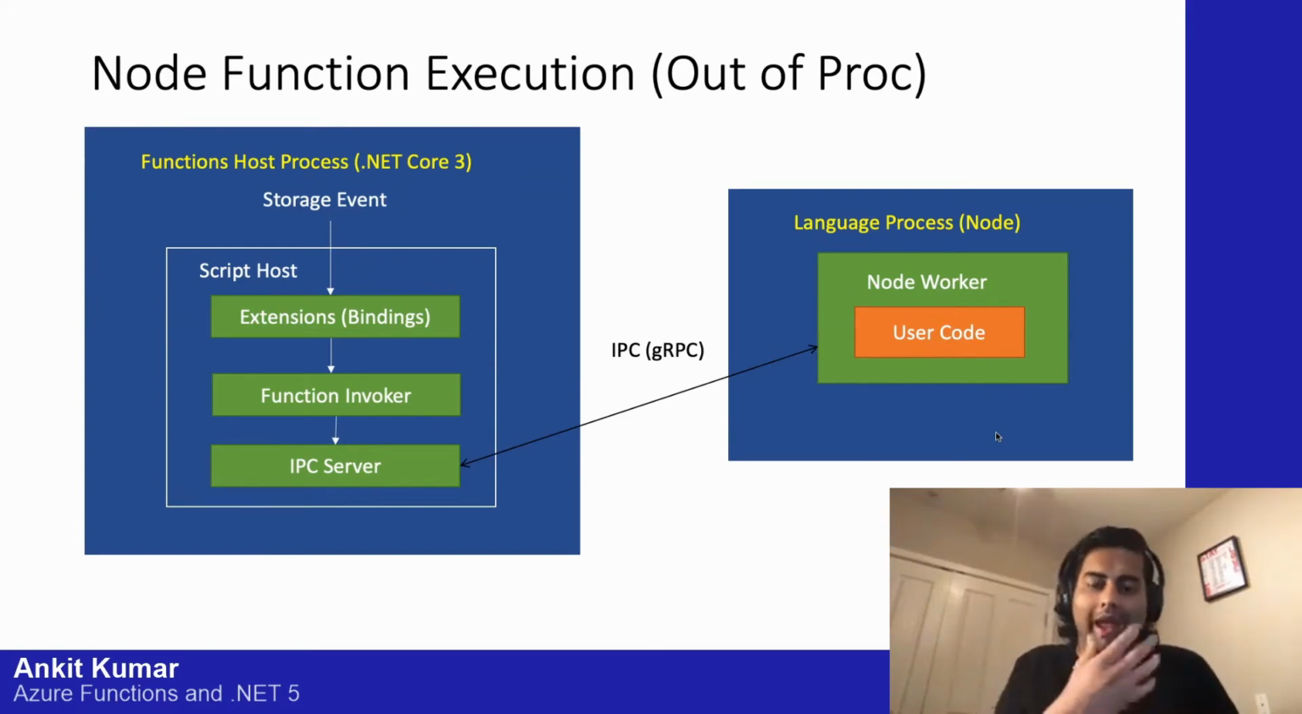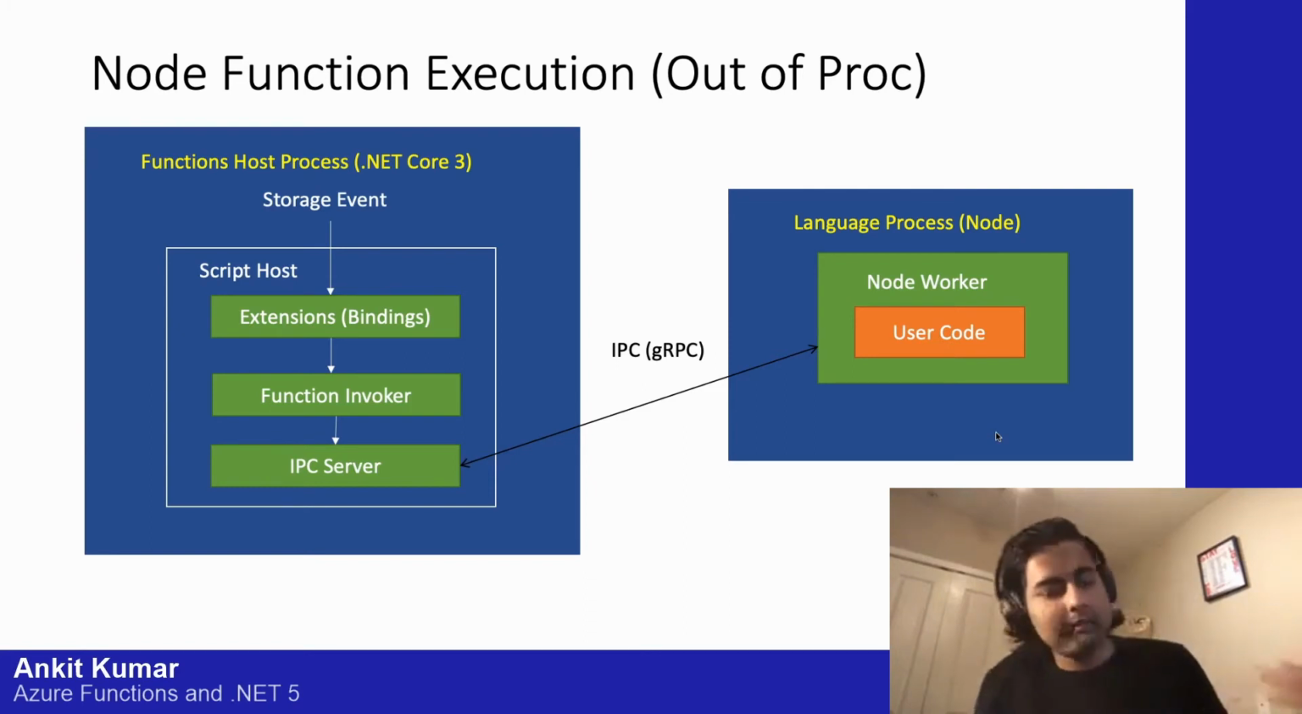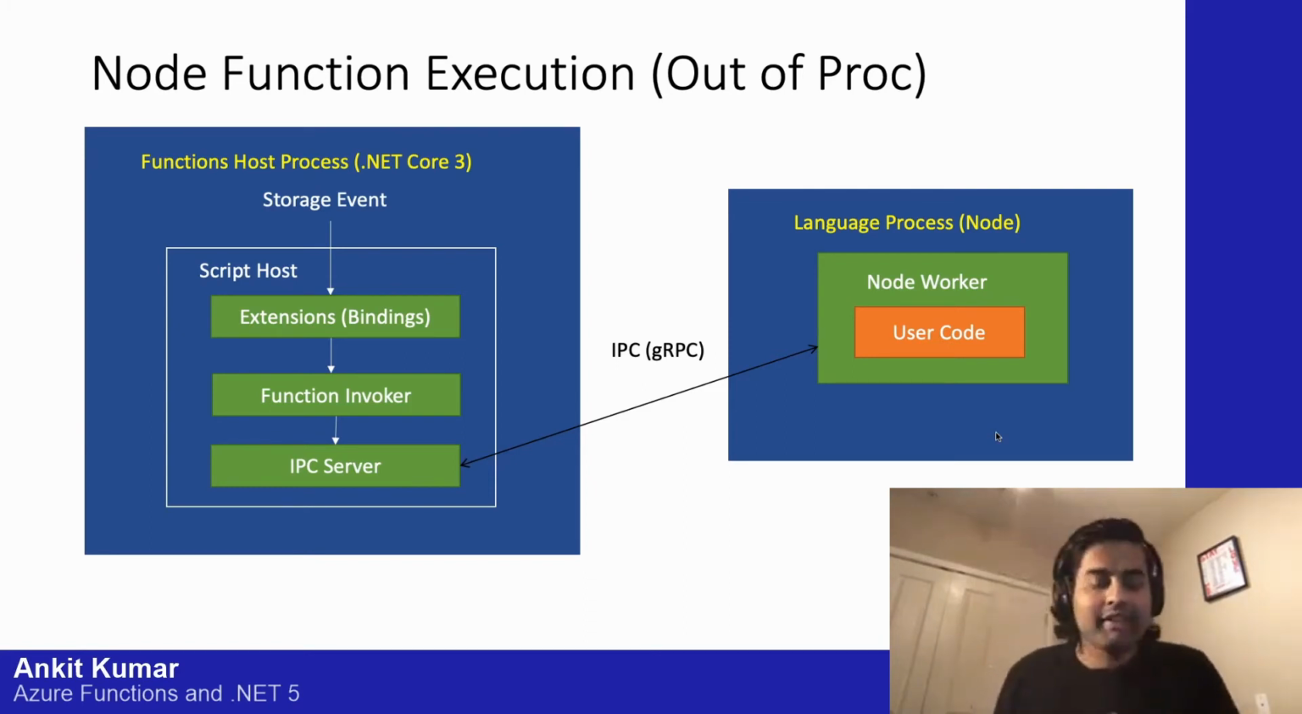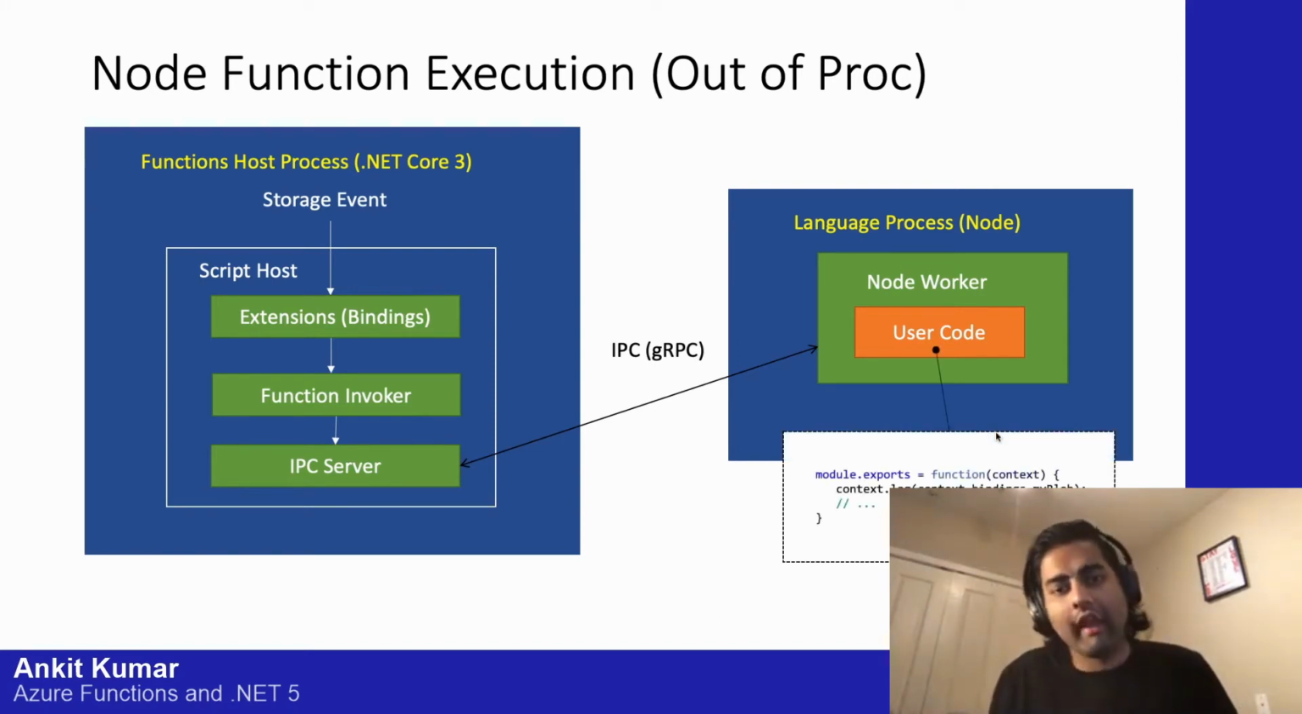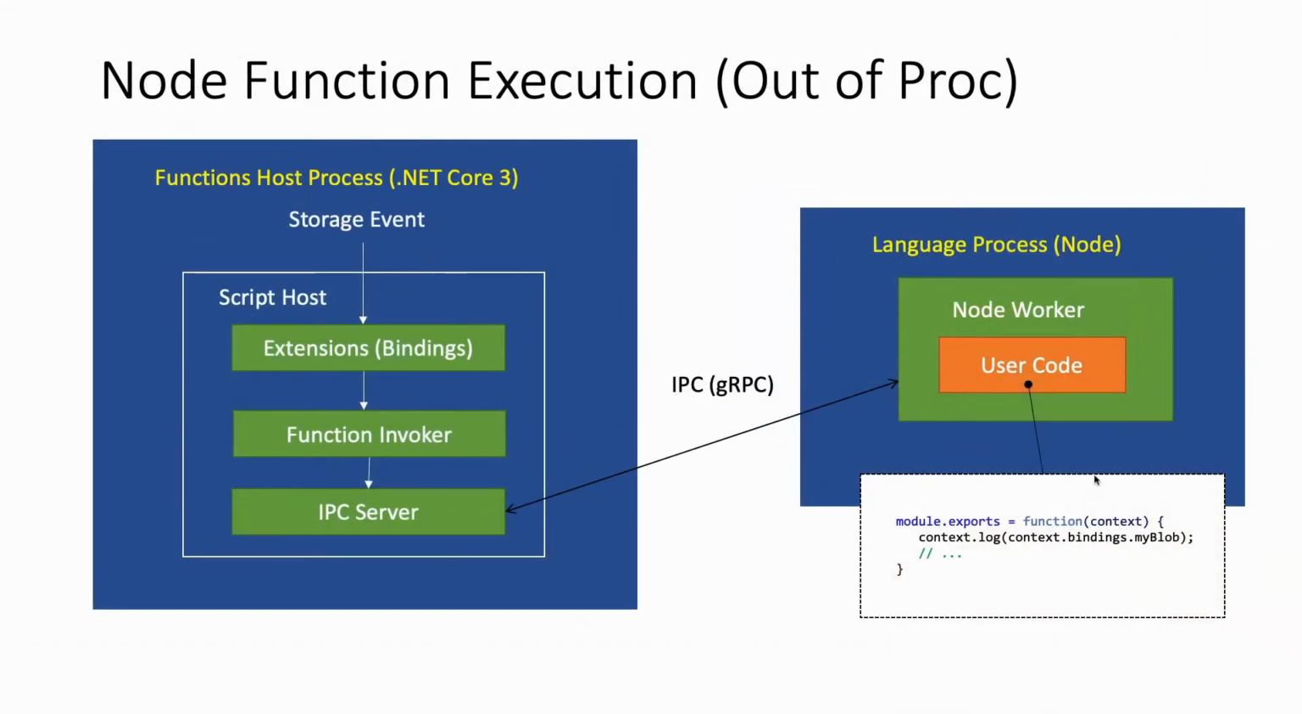So all the trigger data, including the input binding and the output binding, is serialized and sent over this gRPC layer. That Node worker then deserializes it on its end and provides it as parameters to the function. And that's how a Node application is able to run on top of this model.